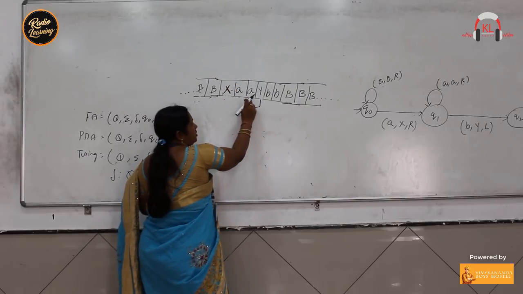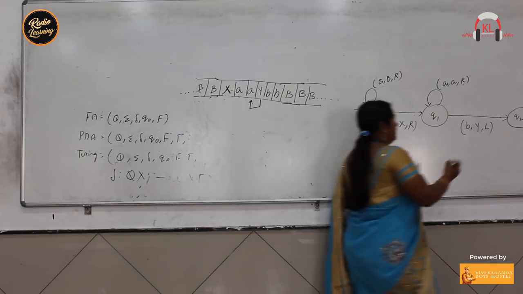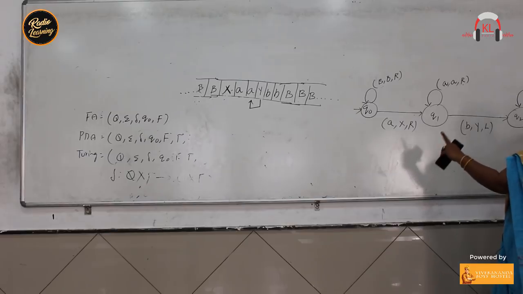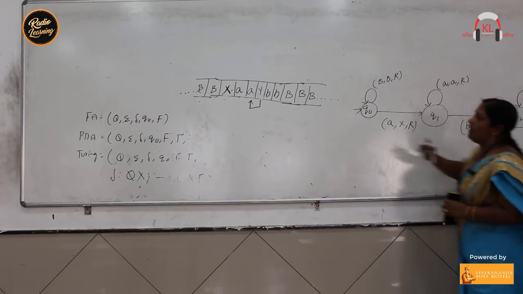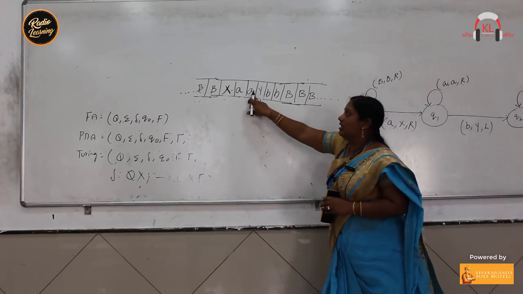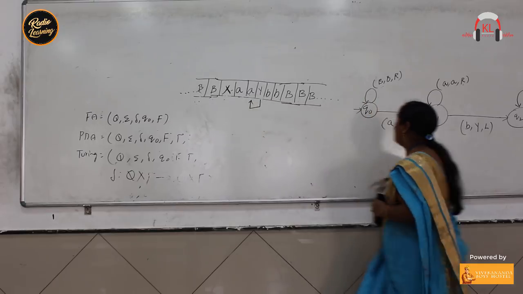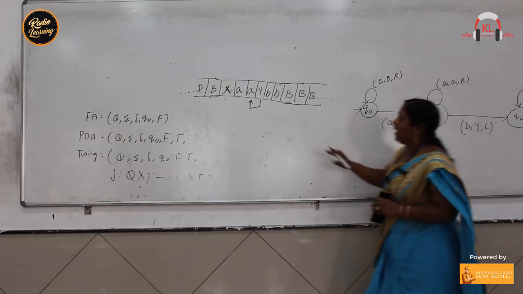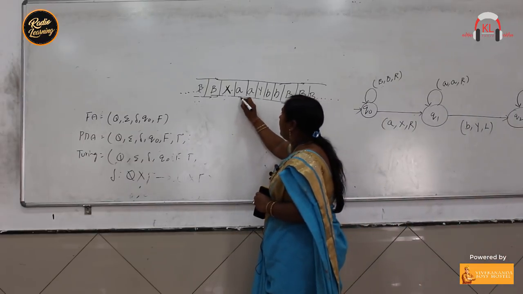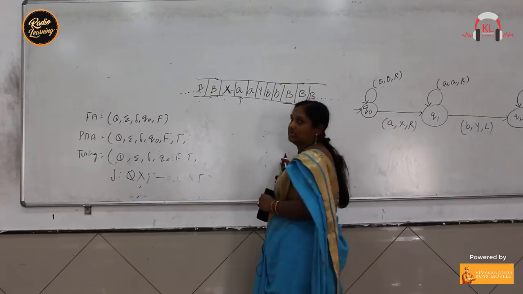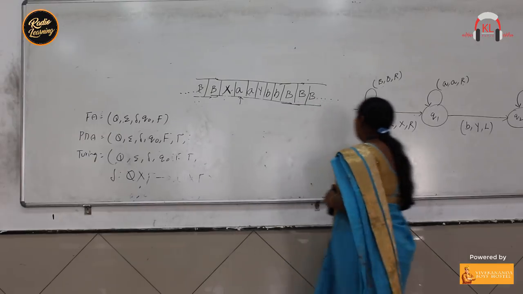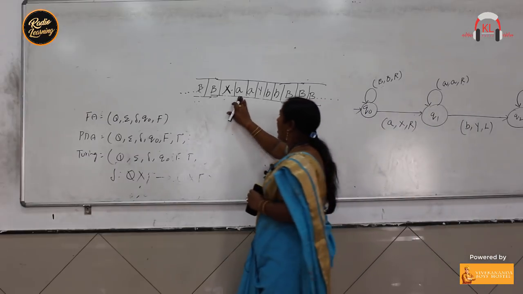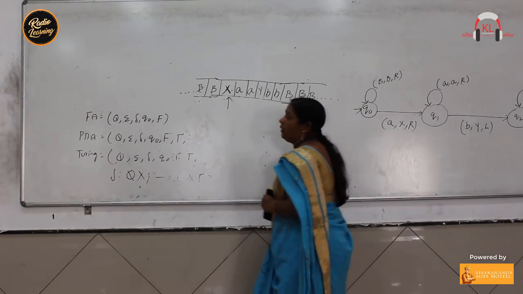So in my path, you find A's. Whenever my tape head is moving left, I find A here, A here. So whenever you find A, I'm keeping A as it is and moving left. Now my finite control head is pointing to this. Again I found A, so I'm keeping A as it is and moving left.